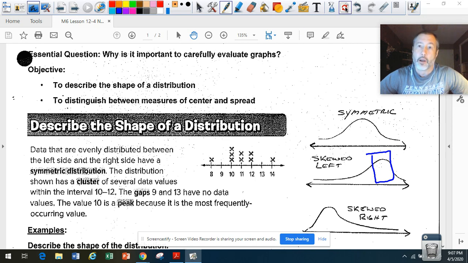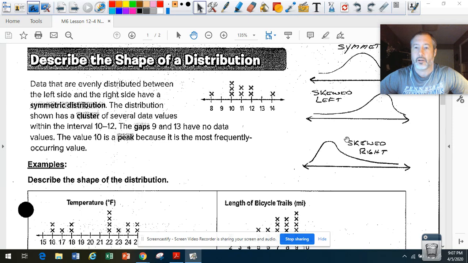Now let's look at the opposite of that. If we have what's known as skewed right, we call this our tail over here. We have our tail over here. And then as you know, it comes up, mounds up, which means we have our cluster. A cluster of our data is typically in this area right here. We call this skewed right.